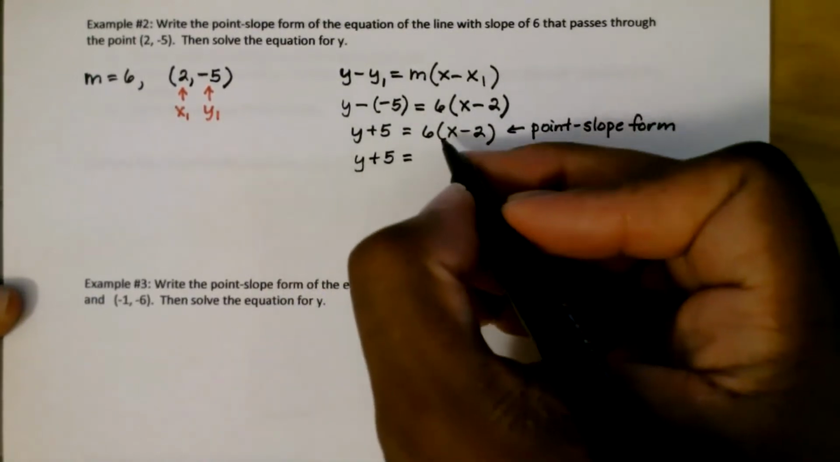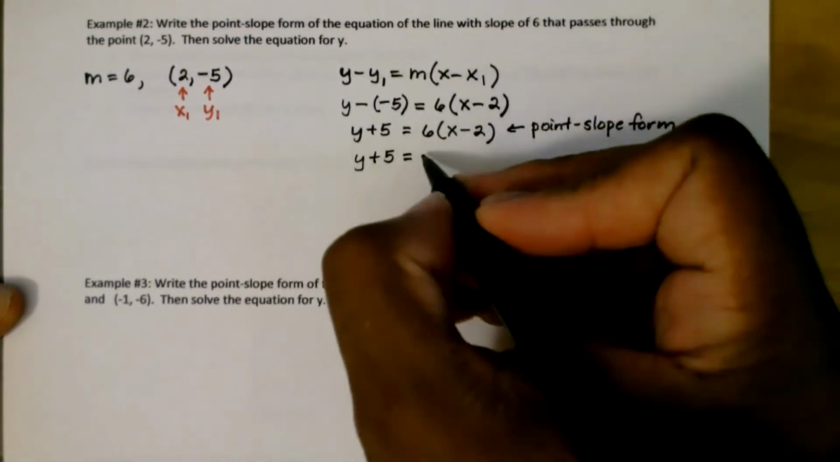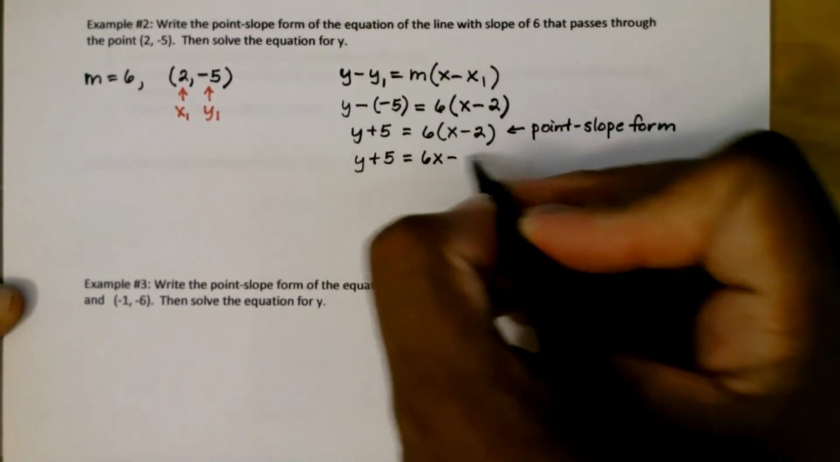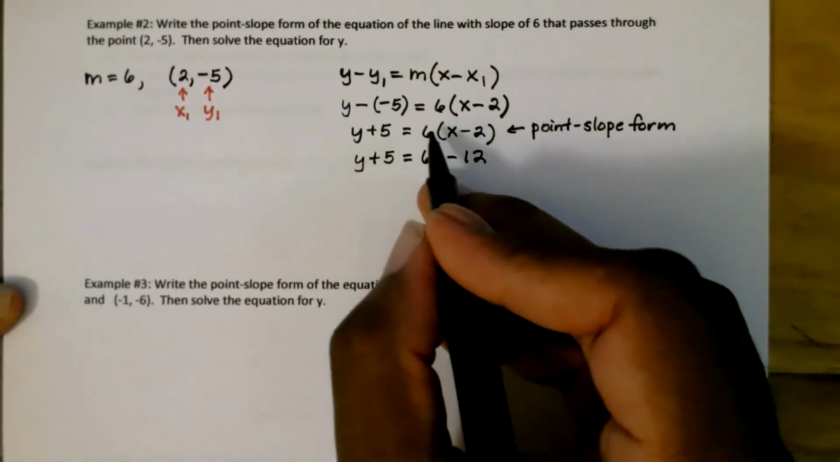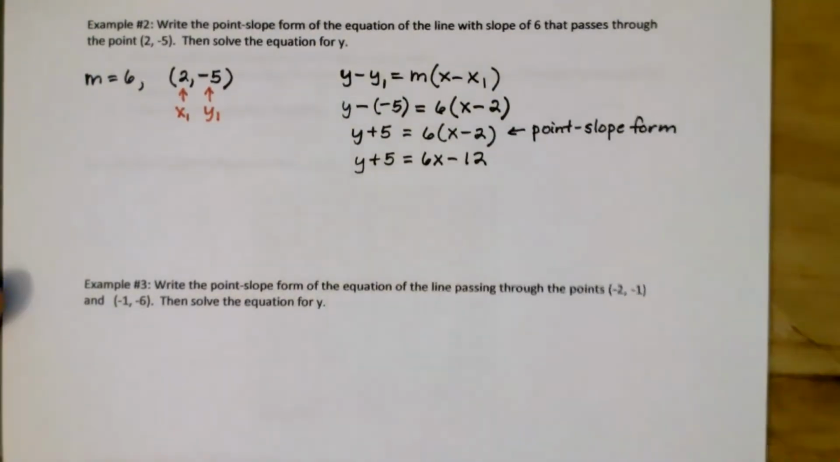That's equal to, distribute the 6 over the x minus 2. You'll get 6x minus 12. That's 6 times x is 6x. And then 6 times the minus 2 will give you minus 12.